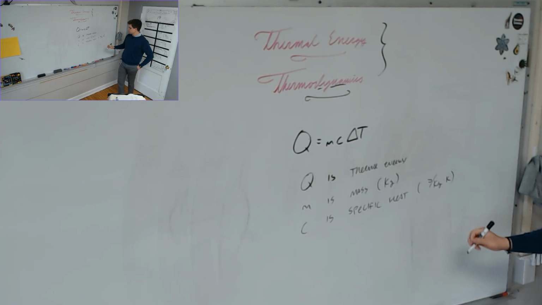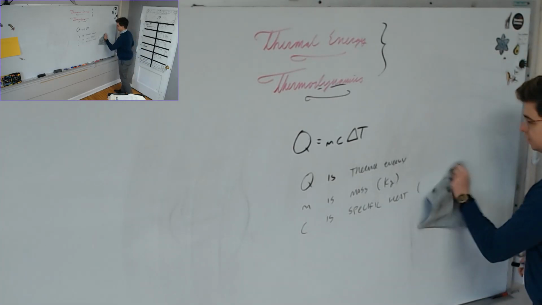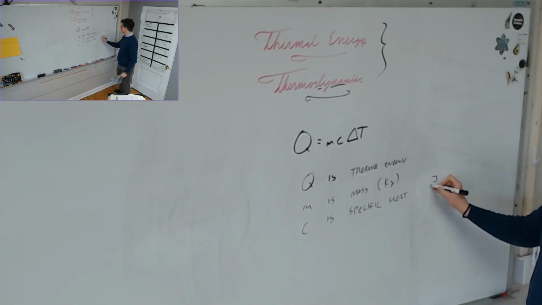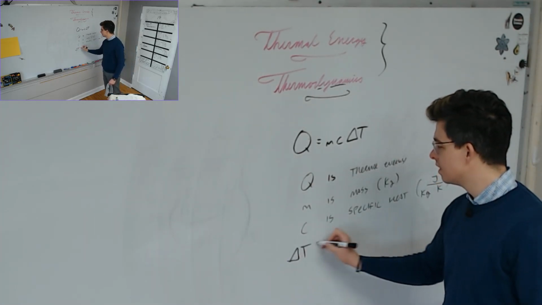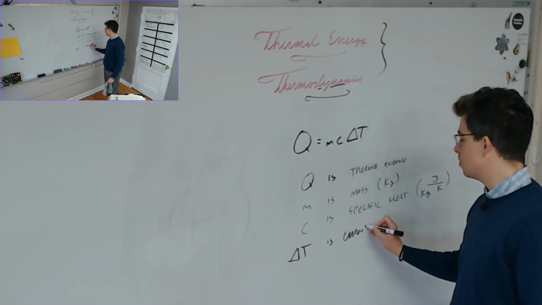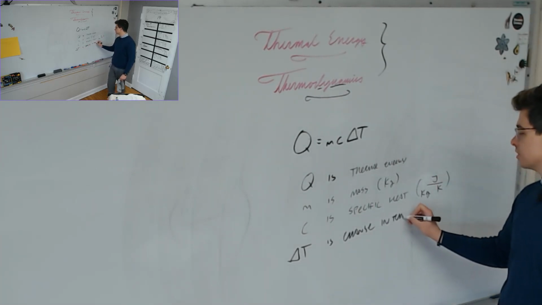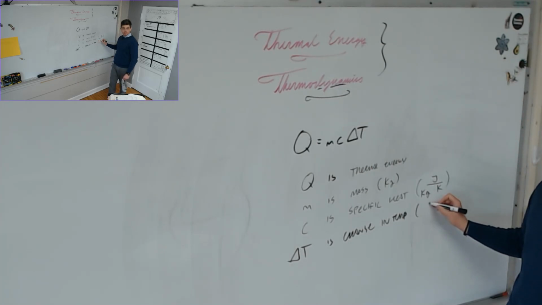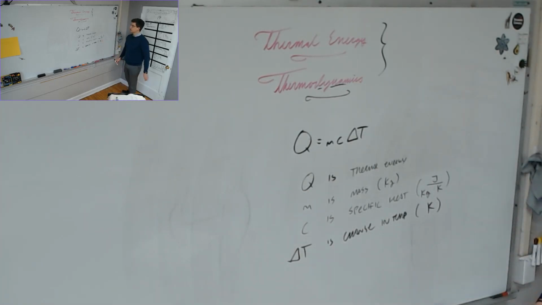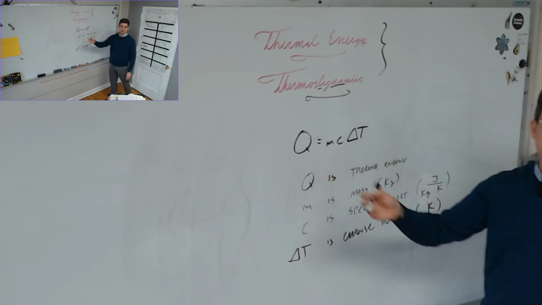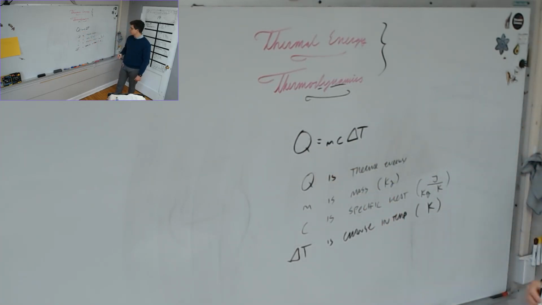Joules over kilograms times Kelvin. And then what's delta T? Change in, capital T, temperature. And what do we measure temperature in the SI? Celsius is okay, but for this it needs to be in Kelvin, because if we use a negative temperature, we can end up with a negative thermal energy, and it throws everything off.